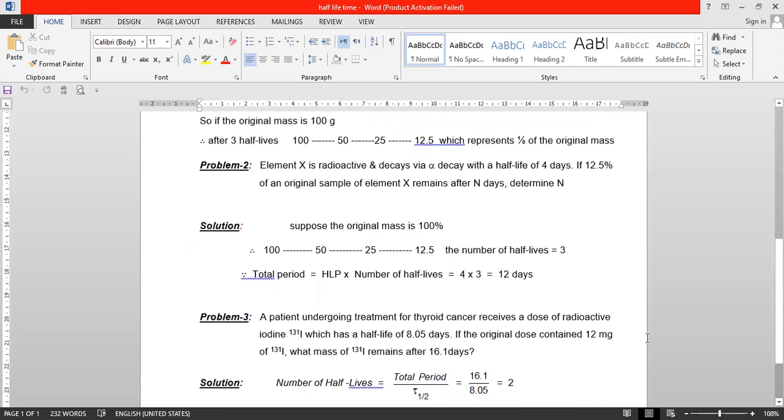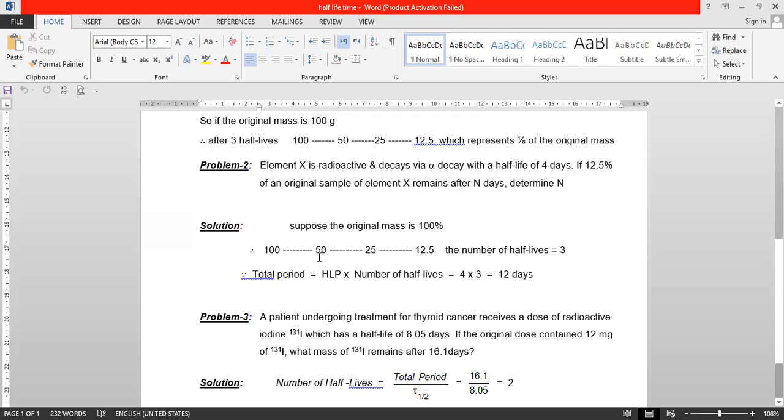Problem number 2. Element X is radioactive and decays via alpha decay with a half-life of 4 days. So here I have the half-life 4 days. If 12.5 remains from the sample, so I consider that the remaining mass is 12.5 grams. Okay, this is given. From this, I can suppose that the original mass is 100 grams. So from this, I can know the number of half-lives.